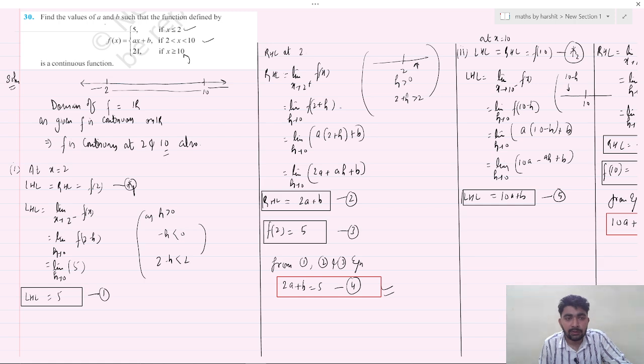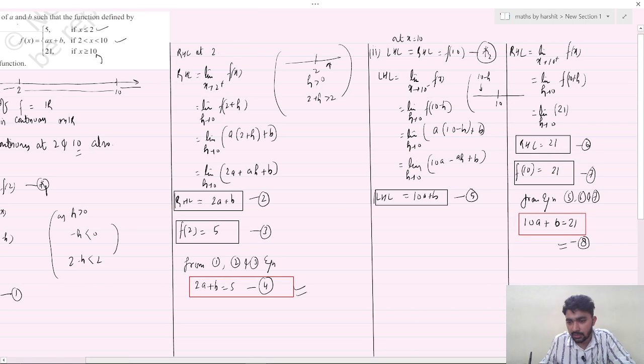As they said the function is continuous on complete R, and the domain of this function is complete R, it is also continuous at 2 and at 10. They defined the value 5 before 2 and at 2, ax plus b between 2 and 10, and 21 at and after 10. So we can use the LHL, RHL and f of 2, and LHL, RHL and f of 10, as in the first and second cases. Hence we get two equations, the fourth and the eighth, and we can solve easily.